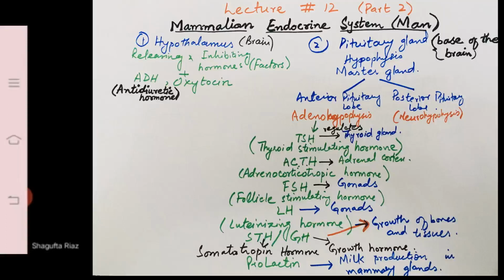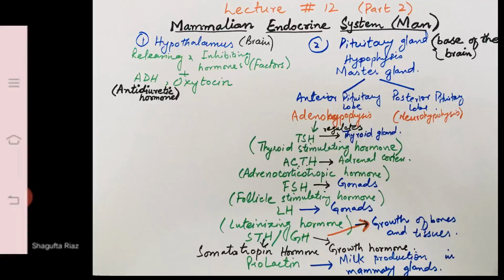Number one, the first gland that we consider as a gland, otherwise it is a part of the brain, we have discussed it, that is the hypothalamus. Remember, this is the part of which brain? Forebrain, midbrain, or hindbrain? If you remember, hypothalamus is the part of the forebrain, right? This is considered as a gland. Why? Because it secretes releasing and inhibiting hormones or factors, right?